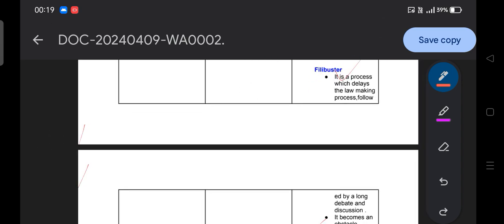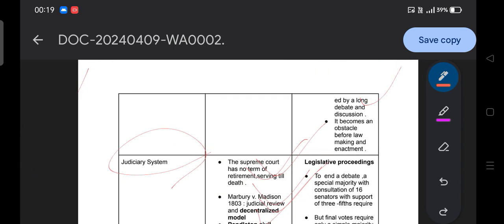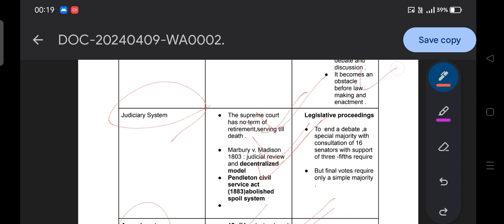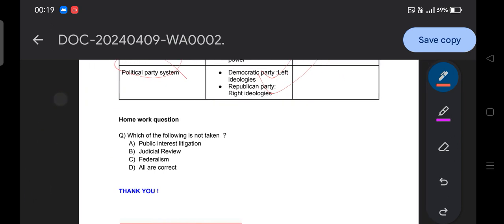Moving to the filibuster. Filibuster is a process which delays the lawmaking process, followed by a long debate and discussion, and it becomes an obstacle before lawmaking, enactment and legislative proceedings to end a debate. A special majority with the consultation of 16 senators with the support of 350 is required, but the final vote requires only a simple majority. Okay, so far as this theory is concerned, we discussed legislative, executive, judiciary, amendments and articles, a few important enactments, along with important concepts like gerrymandering, filibuster, senatorial courtesy. All the things are discussed with respect to your examination.